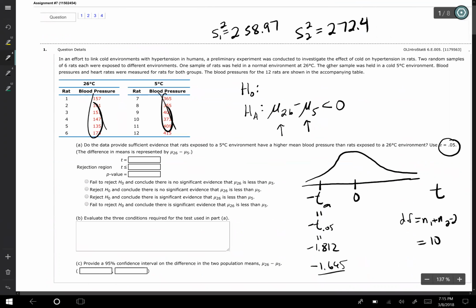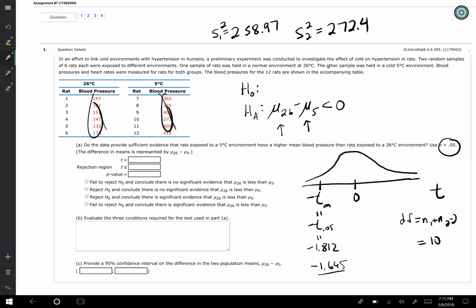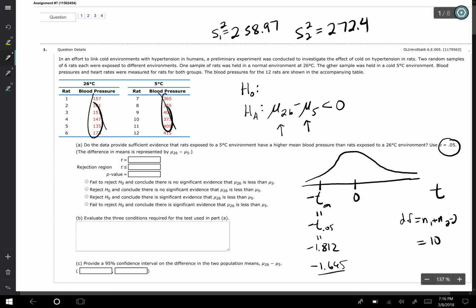Yeah, and if the sample sizes were much larger, this t value would actually be pretty close to negative 1.645, and it really wouldn't make that much of a difference. But in this small sample scenario, it's pretty important to have the right t critical value. So anything less than negative 1.812 is going to be in the rejection region.